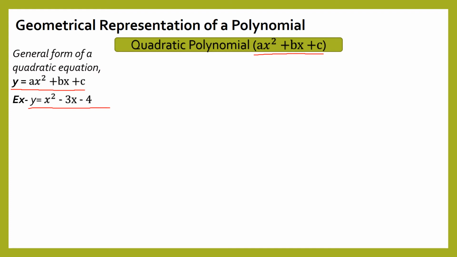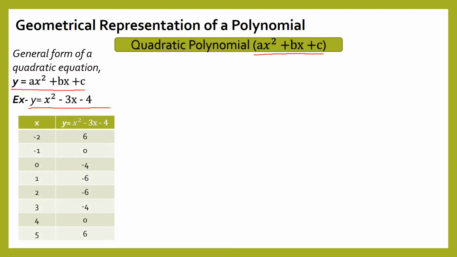For example, y equal to x squared minus 3x minus 4 is a quadratic equation. Now I want to draw this particular quadratic equation on graph paper. So for that, what do we need? We need coordinates on the graph through which the curve of this quadratic equation traverses. So how do we get those coordinates? We will make a table like this. For different values of x, we will get corresponding values of y.